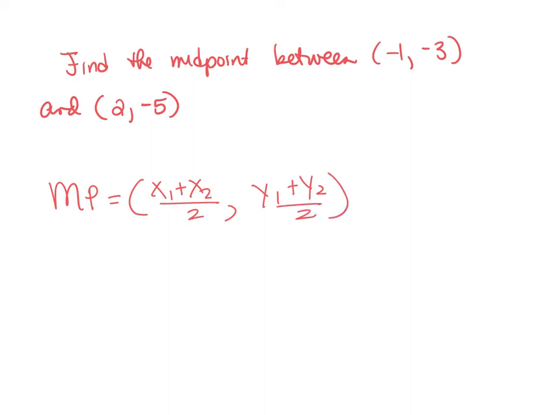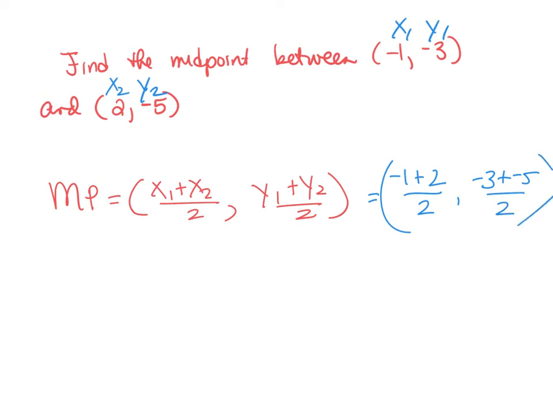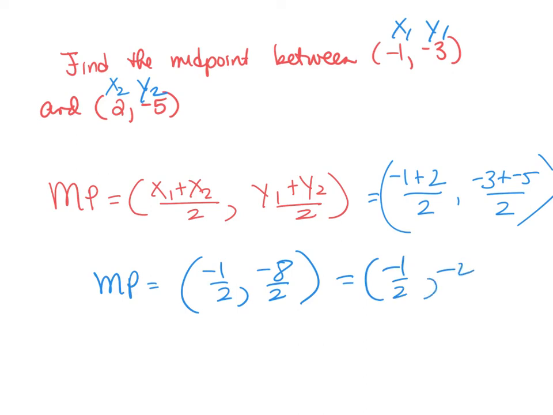Label your points, and we substitute them in. So we have -1 plus 2 all over 2. And then you have -3 plus -5 all over 2. So your midpoint is going to be -1/2 and -8 over 2. And that cleans up to be -1/2 and -4.